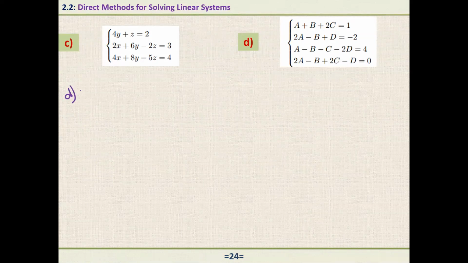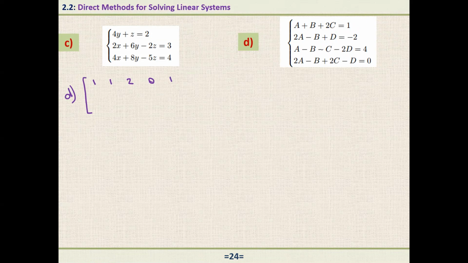D, first we need to write the augmented matrix. So we have 4 variables here, A, B, C, and D. In the first one, it is 1, 1. Coefficient of C, it is 2. We don't have D, so that's equal to 0. On the right-hand side, here we have 1.